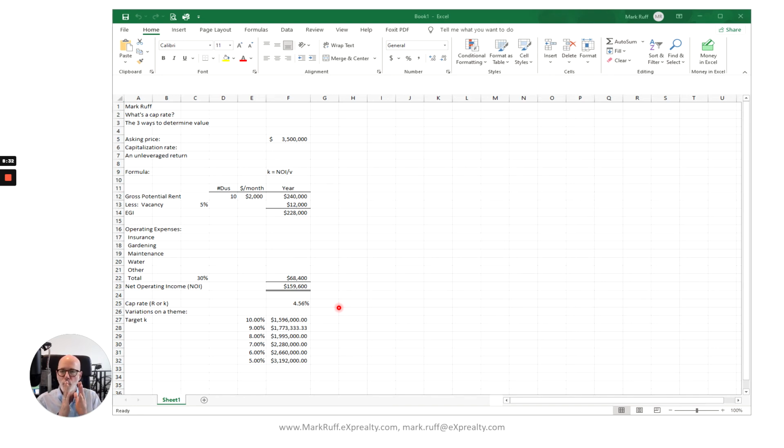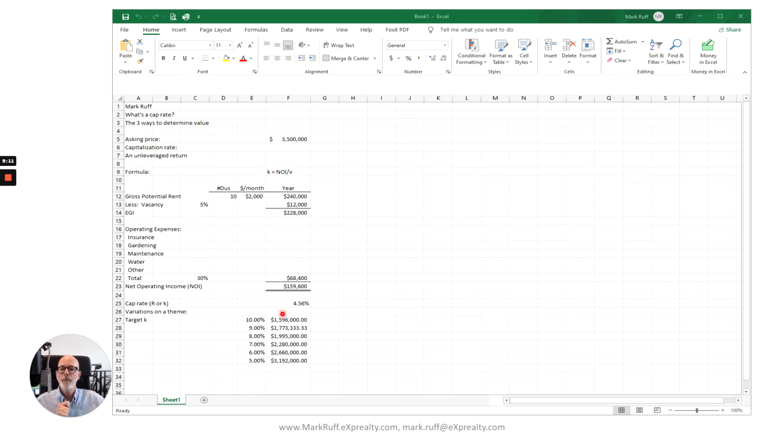Now let's take this one step further. What I've done here is I've just assigned a variety of cap rates to determine what would be my purchase price if I wanted to target a particular cap rate. This is often what buyer investors do when they want to purchase a property. So we've determined that the existing cap rate is 4.56. If a buyer wanted to only yield a 6% cap rate, they would only pay $2.66 million for the property. Okay, let's take a look at that one more time.